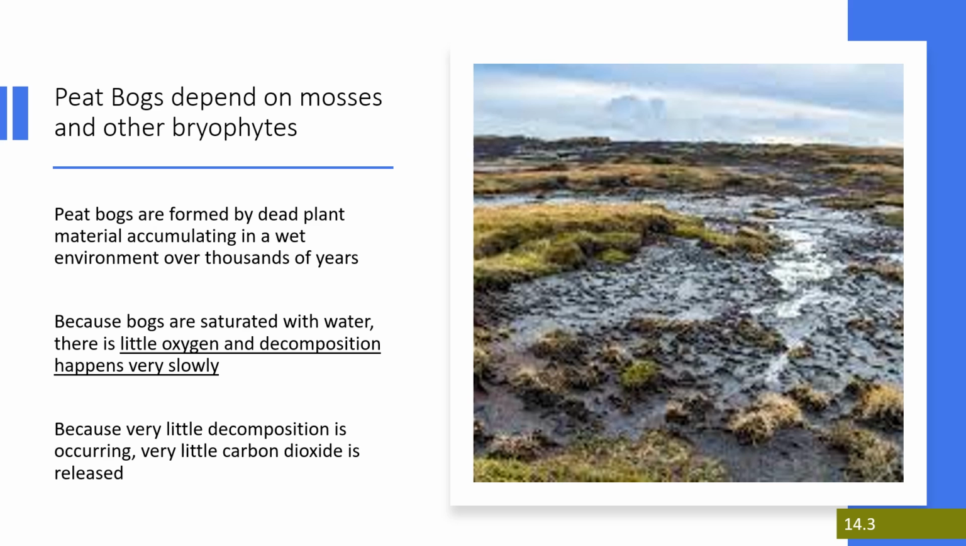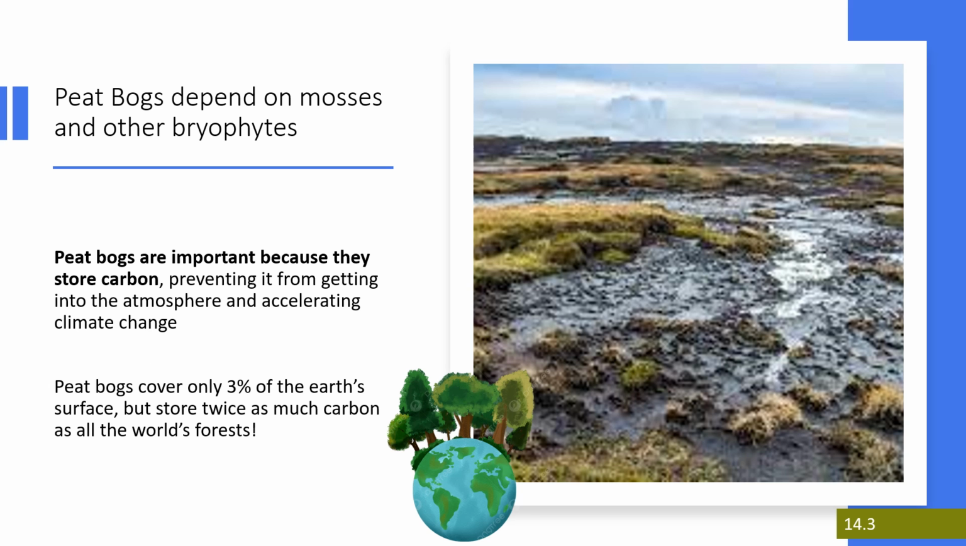Normally, when plant material is broken down, carbon dioxide is released into the atmosphere. But because decomposition is so slow in peat bogs, they release very little carbon dioxide. Instead, that carbon is stored in the bog, instead of getting into the atmosphere, where it can impact the climate. Despite the fact that peat bogs only cover 3% of the area as forests do, they store twice as much carbon as all the forests on Earth combined.